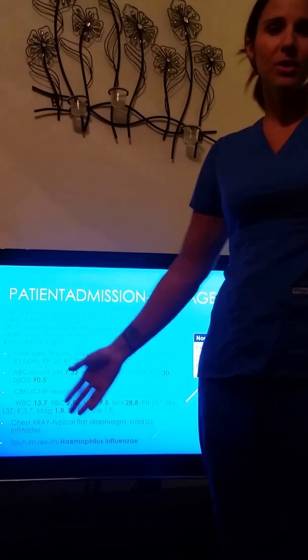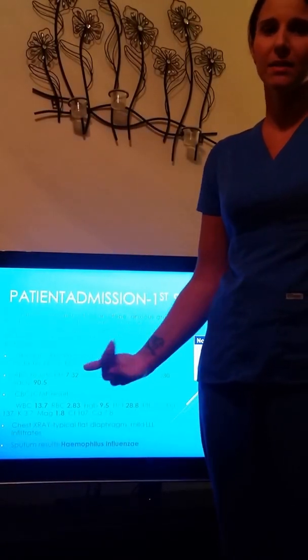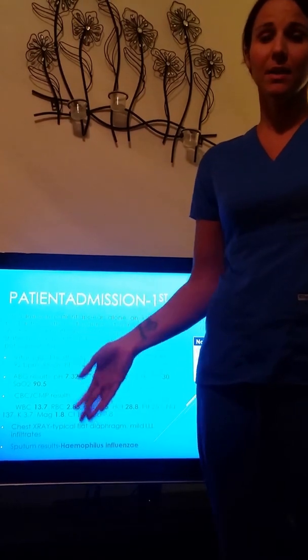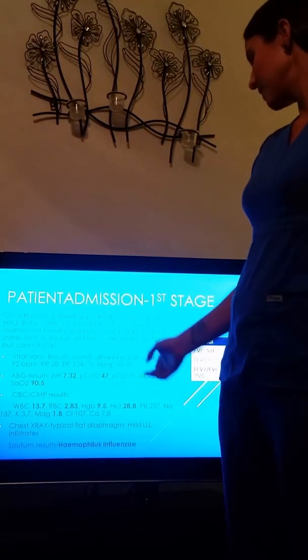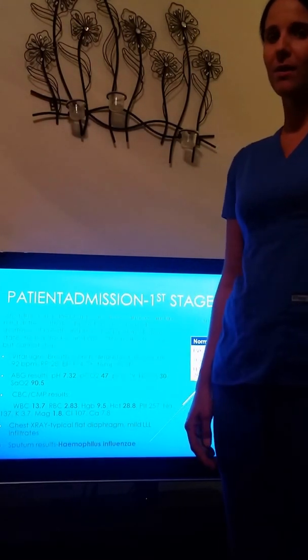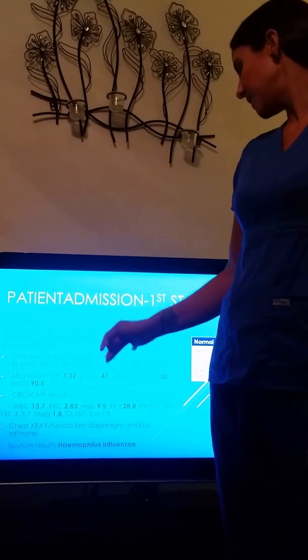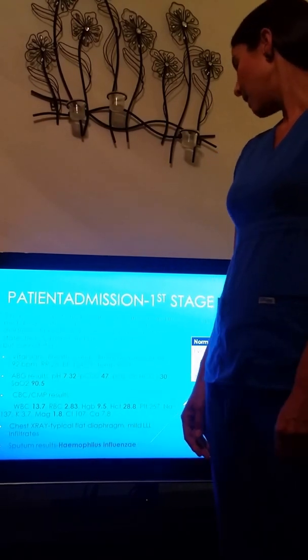So we're going to get an ABG, and why do you think this is? We want to get an ABG to see if he's retaining CO2 and to see how his O2 looks. So he is retaining CO2 based on his ABG. He's at 47 right now. His SaO2 is 90.5, so it is slightly low.